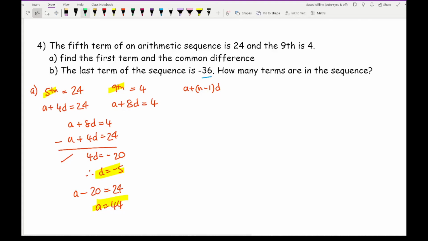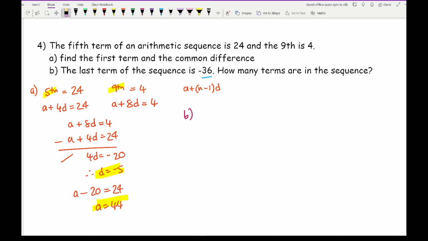Now in terms of part B, the question is saying that the last term of the sequence is minus 36. How many terms are there in the sequence? A common thought might be: last term, so I'm probably going to use Sn equals n over 2 (a plus l), because that's the only thing I know that uses the last term. However, it doesn't mention the word sum, so we don't use this formula at all.